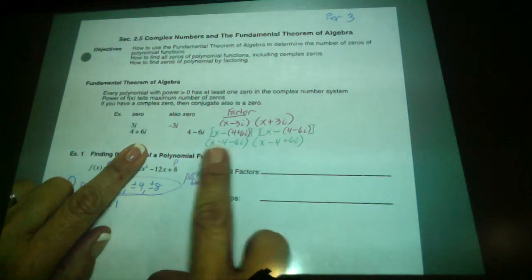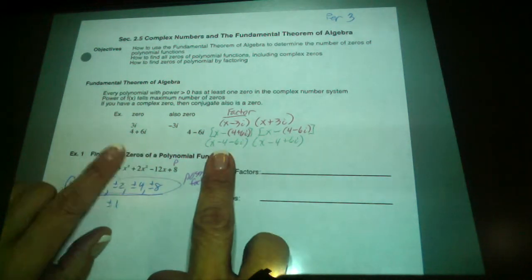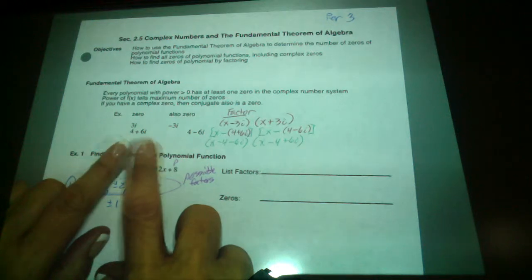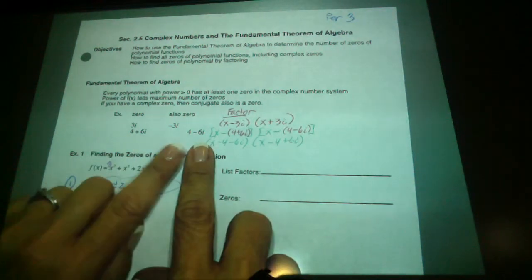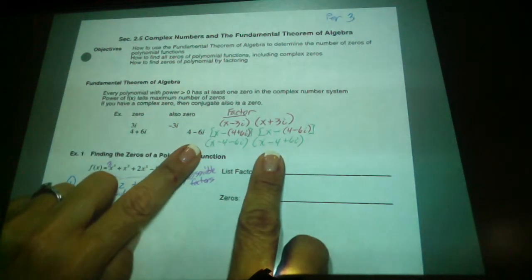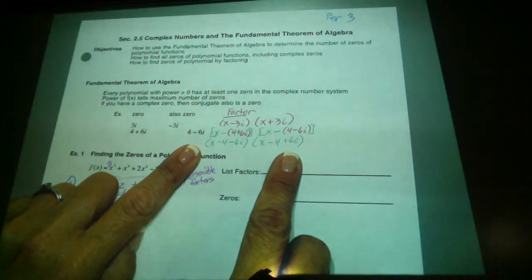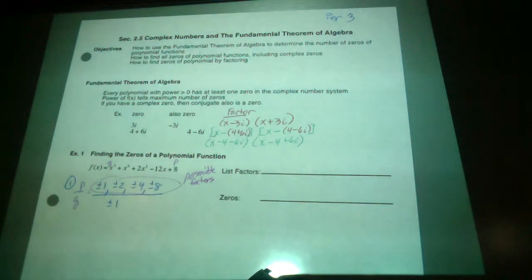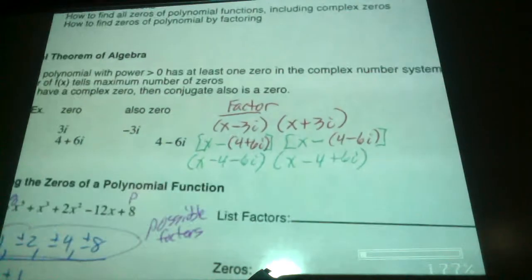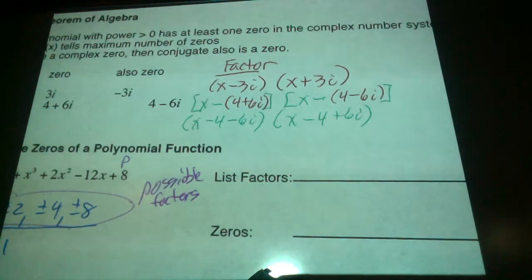So if you want to skip this intermediate step by just realizing, oh, when I put it behind x, I'm going to change both signs. So same thing here. Change both signs, you get an x minus 4 and a positive 6i. So your factors for your complex zeros are a little bit more complicated than your zeros for just imaginary. So complex 0 is a little bit more complex.